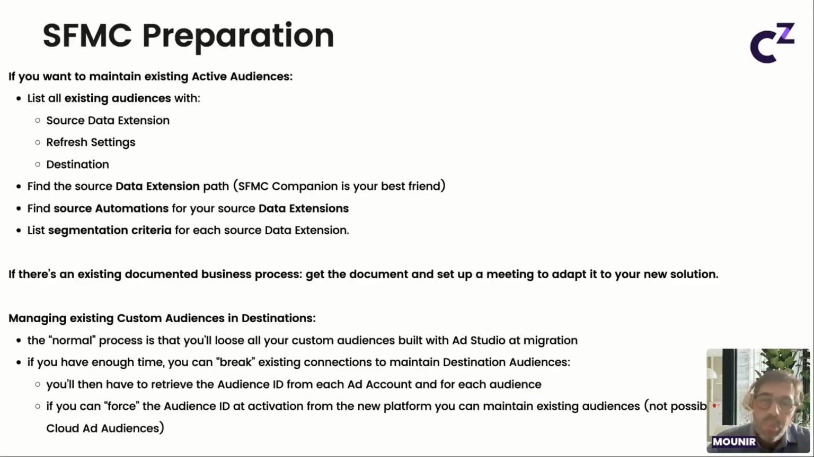If there is an existing documented business process, get this document and set up a meeting to adapt it to the new solution you choose, the new CDP or using Data Cloud, because you're not going to work exactly the same way. These two teams struggle to work together, and there's usually a lot of turnover between these teams. So you have to create and document the new business process. If there's already one, leverage it.